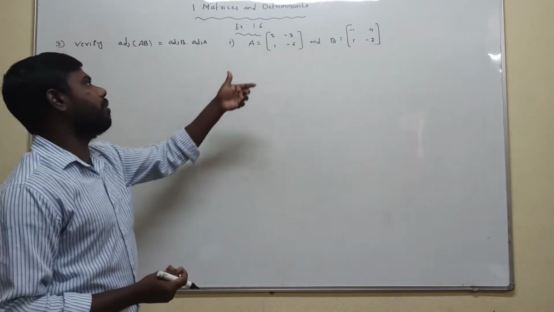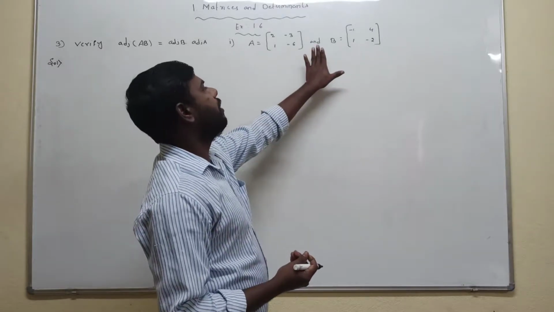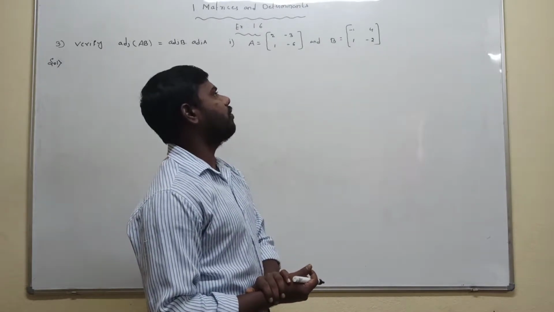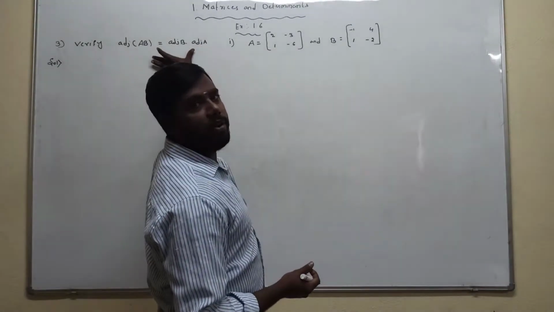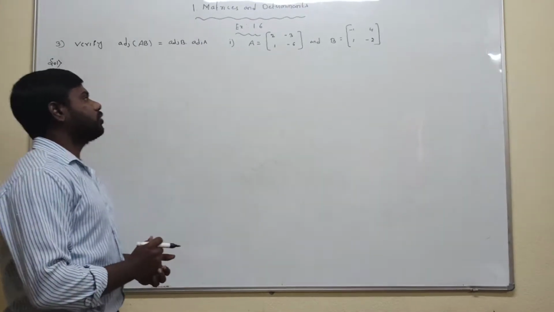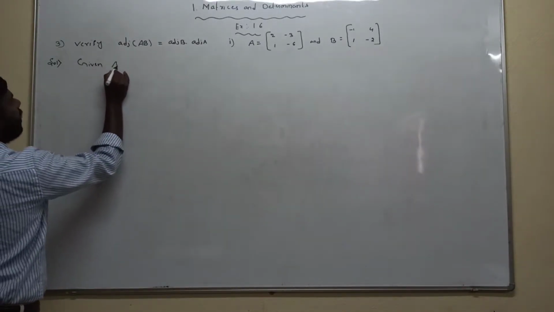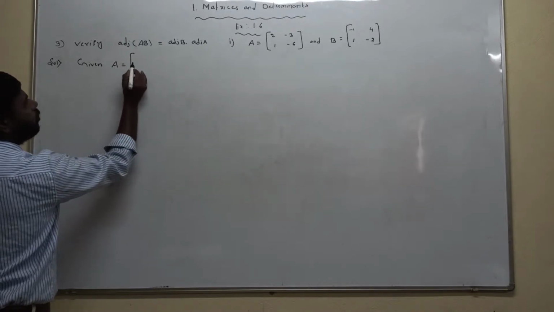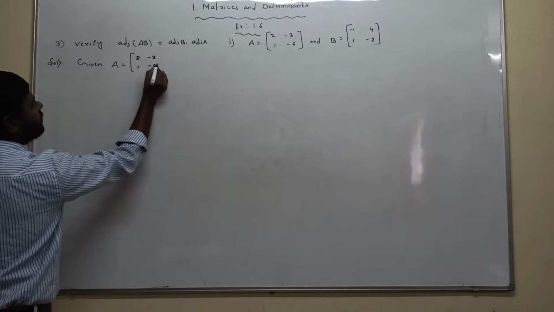The given matrix A is [2, -3; 1, -6] and matrix B is [-1, 4; 1, -2]. So we have to verify whether the given conditions are equal or not. See the solution. Given capital A matrix is [2, -3; 1, -6].